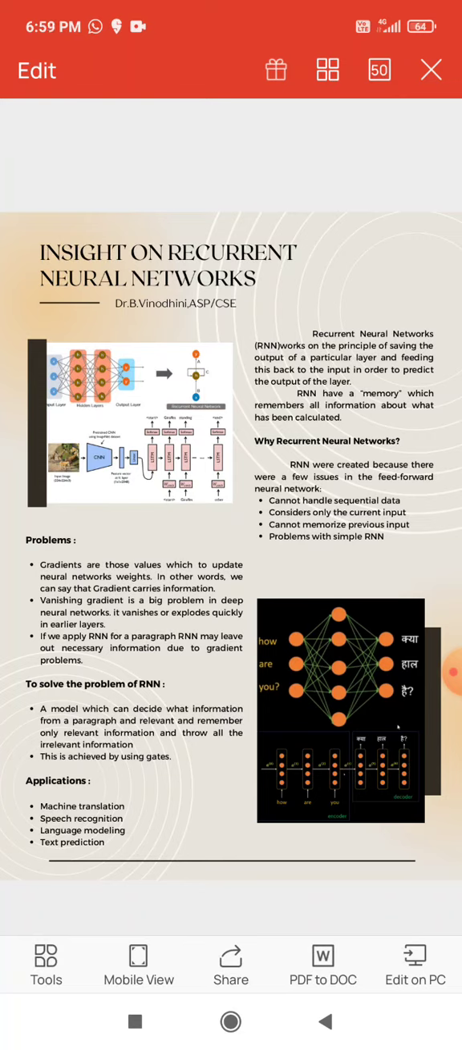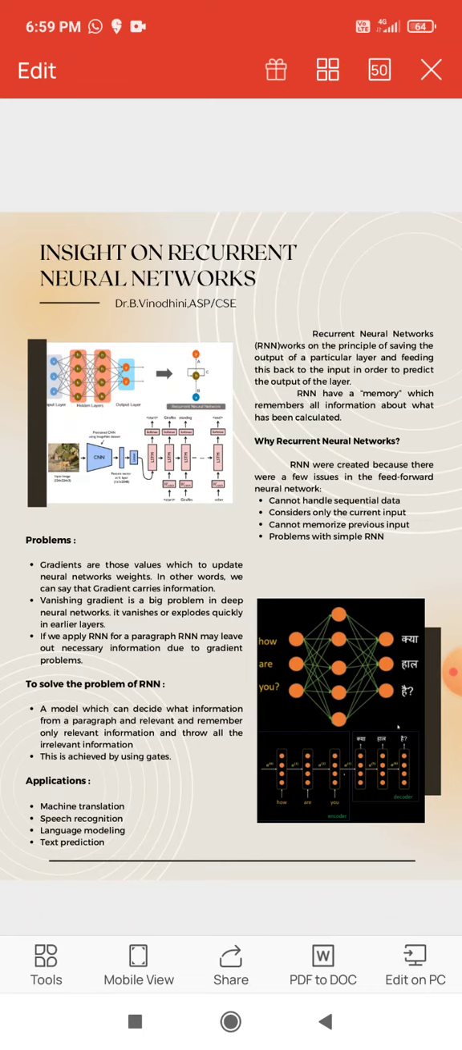So why do we go for the recurrent neural network? In the feed forward and convolutional neural networks, we don't have memory capacity, so we cannot save the previous layer information. So they cannot handle sequence data, time sequence data applications. The recurrent neural network is a type of feed forward network that is mainly used for sequence data, and it also handles time series data.